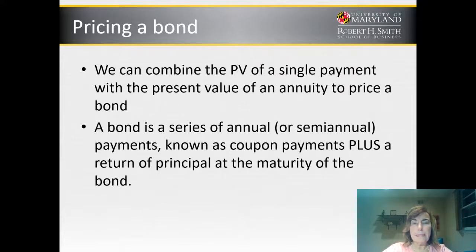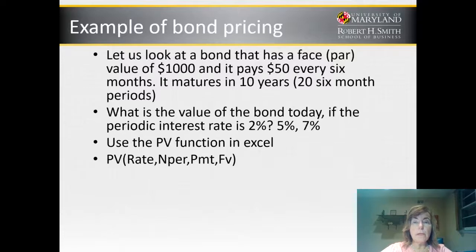Now I want to talk about pricing a bond. We can combine the present value of a single payment with the present value of an annuity to price a bond. A bond is a series of annual or semi-annual payments known as coupon payments, plus a return of principal at the maturity of the bond. So we're going to look at a bond that has a face or par value of $1,000 and pays $50 every 6 months. It matures in 10 years, which is 20 six-month periods. We're going to calculate the value of the bond today if the periodic interest rate is 2%, 5%, or 7%, and we'll use the present value function in Excel.